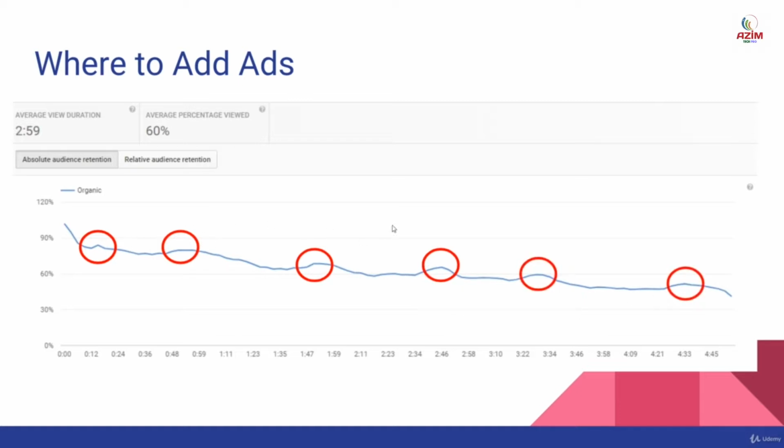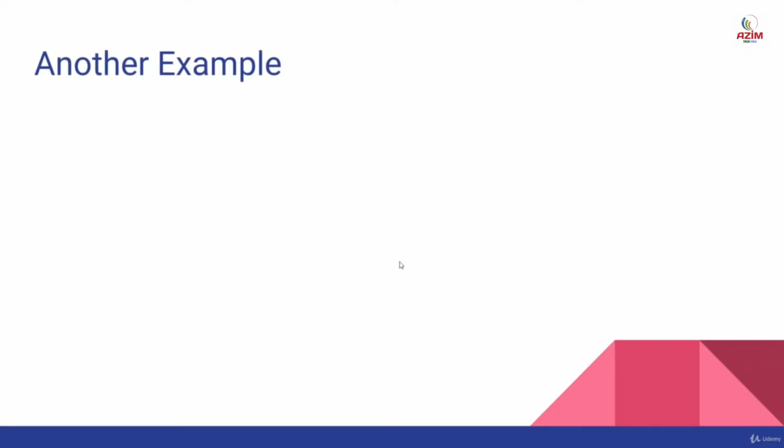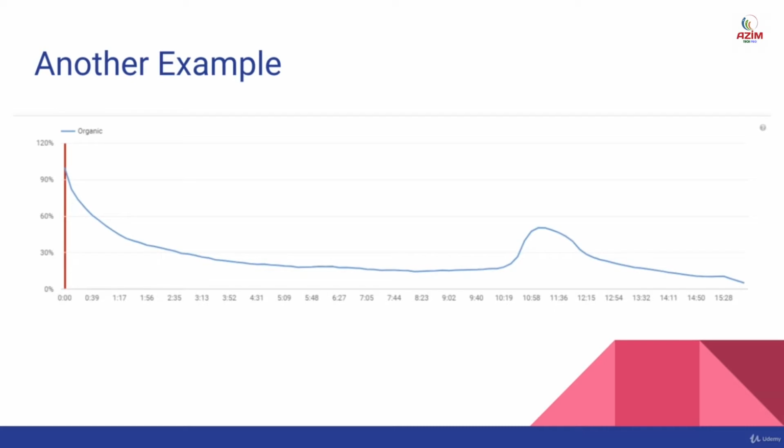So as you can see, 1, 2, 3, 4, 5, 6 ads we can add in that video, and you add them all at high points of audience retention. Now here's another example of a different kind of audience retention chart. This chart kind of goes down, and then there's a big action point at about 10 minutes in the video.